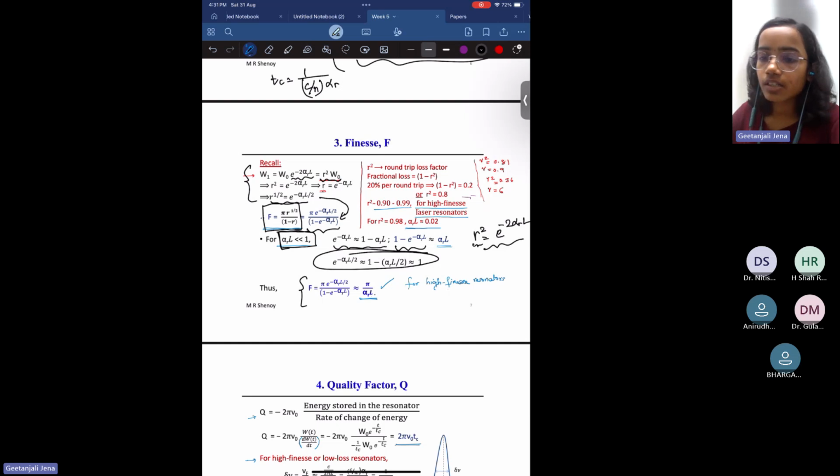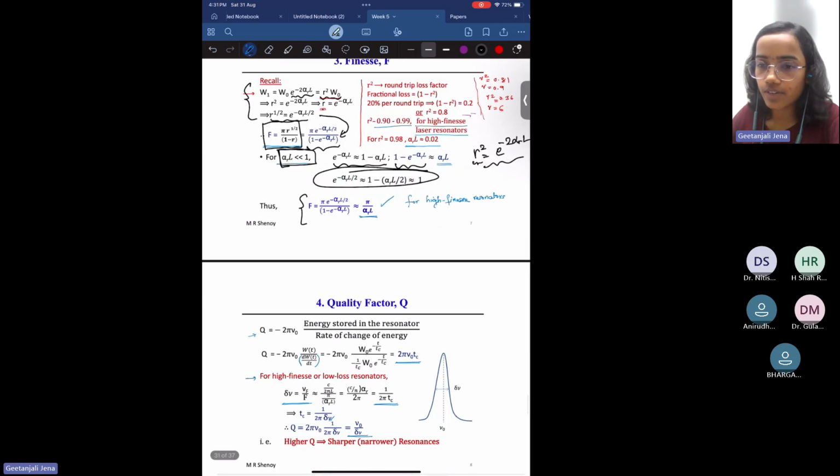So if you know the resonator length and the total loss inside the resonator, then you can easily find out the fineness of the system. If the reflectivity is not given, but the resonator loss and length are given, then you can easily find out the fineness. From that, you can easily find out other parameters.